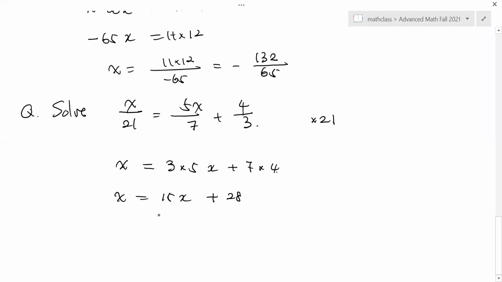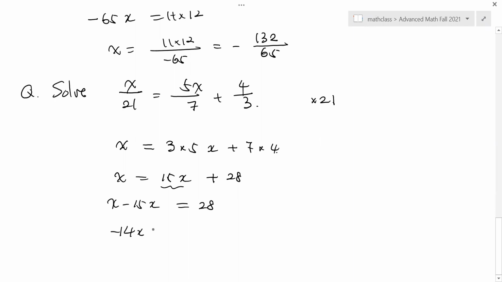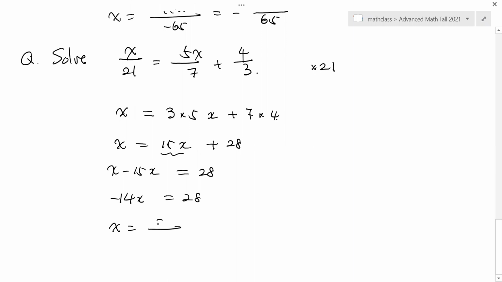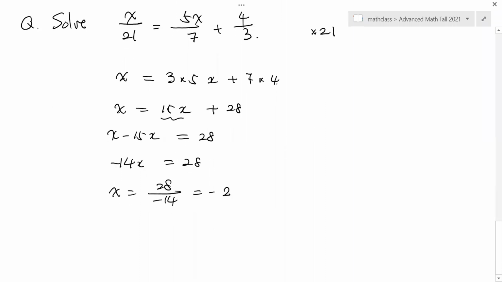Then you move 15x to the left. Don't forget to change the sign. Then you get negative 14x equals 28, and x is going to be 28 over negative 14. So after you simplify, you get negative 2. Okay, Jackie probably just forgot the negative sign, but Emma did a good job. She gave me the answer in time. Great. Yeah, Rebecca's answer is always correct. Good job.